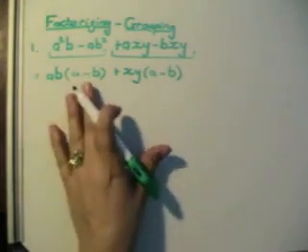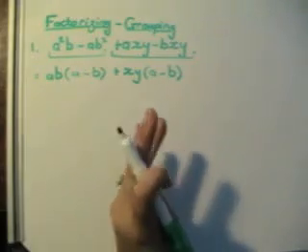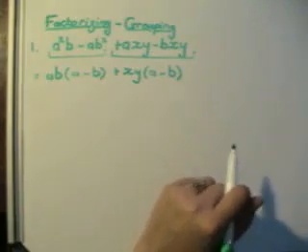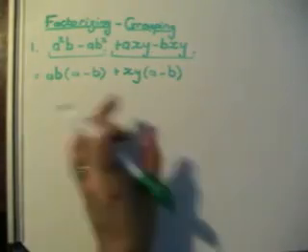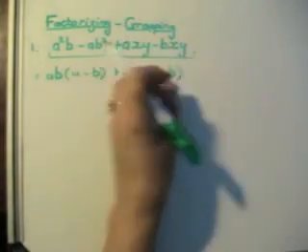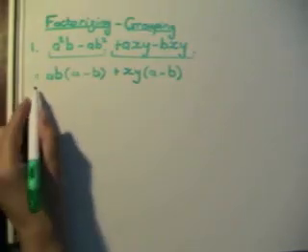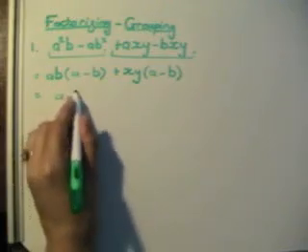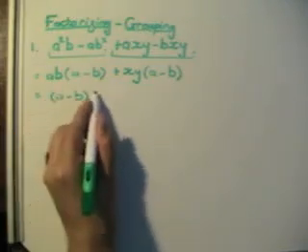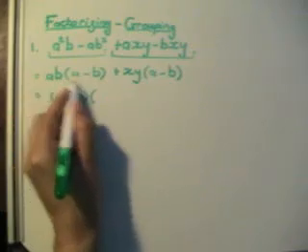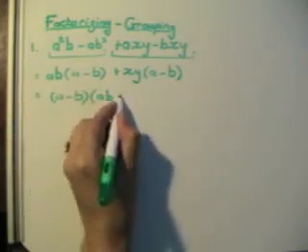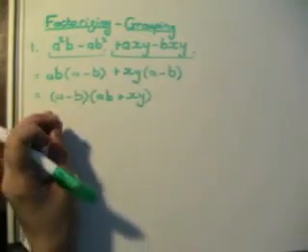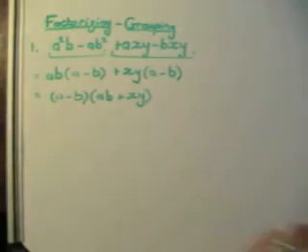And usually these brackets will be the same, or possible to manipulate them so that they are the same. So if the brackets are the same, I can now also take that out as a common factor. So if I take a minus b out as a common factor, I'm left with ab plus xy.